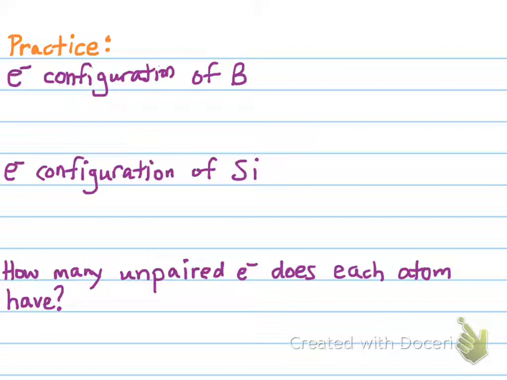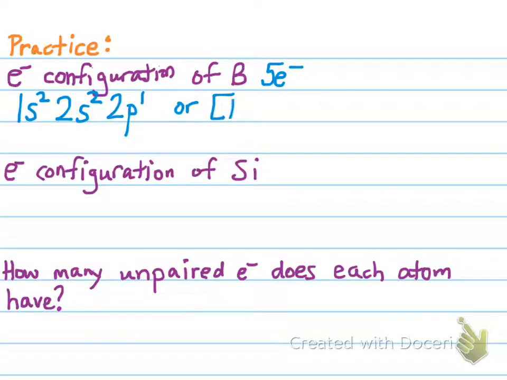So for boron, which has an atomic number of 5, so it has 5 electrons, I'm going to be 1s2, that's what I come to first. Then I come to my 2s2, and then I come to my 2p, and I'm going to have 1. Or, okay, remember I could put my helium in my square brackets, and then just say 2s2 2p1. Either way would be fine.